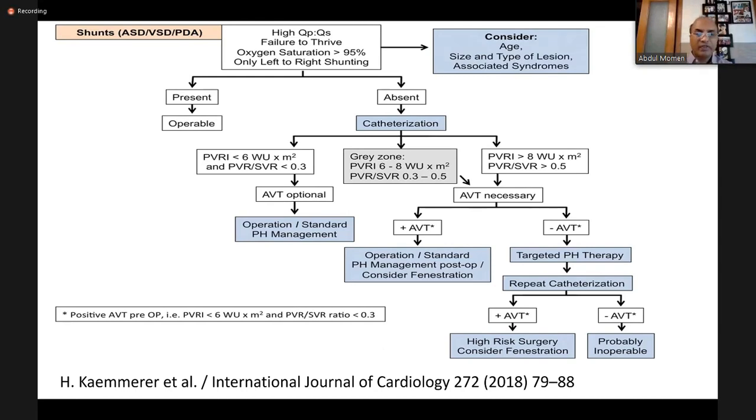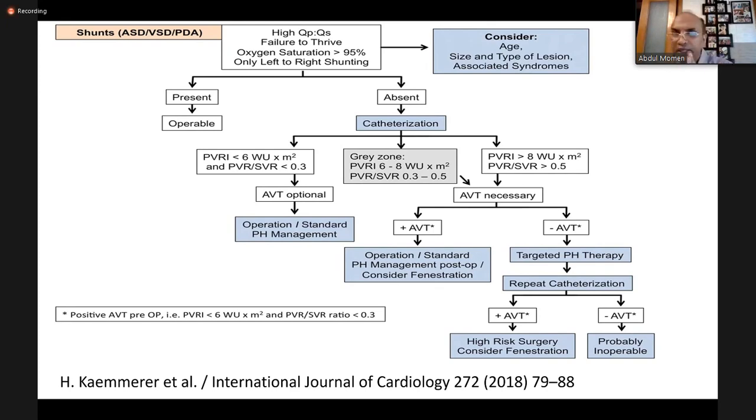What is vasodilator testing? In the next slide, we will see the acute vasodilator response. If it is positive, operation. If it is negative, targeted PAH therapy, that is drug therapy for pulmonary hypertension, repeat catheterization, and repeat acute vasodilator testing. If it is positive, go for surgery. If it is negative, not operable. So this is the gray zone.